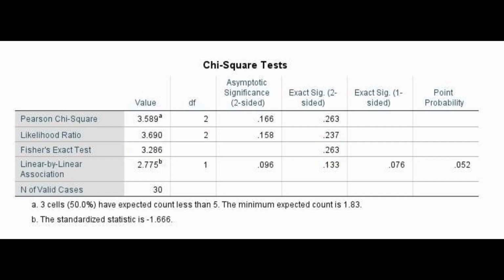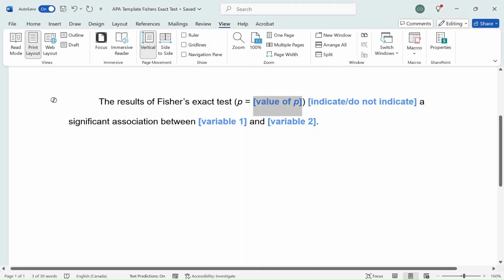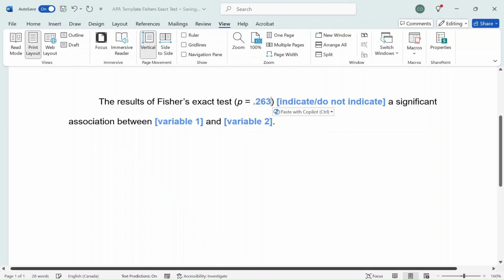The first step is to report the p-value. You'll find this in the chi-square tests table in your SPSS output. I've highlighted the p-value for our example on screen. Report the value to 2 or 3 decimal places as per the SPSS output. You should not add a leading zero. And if the p-value from your test is 0.000, report it as less than 0.001. So I'm just going to add our p-value of 0.263 to the template.